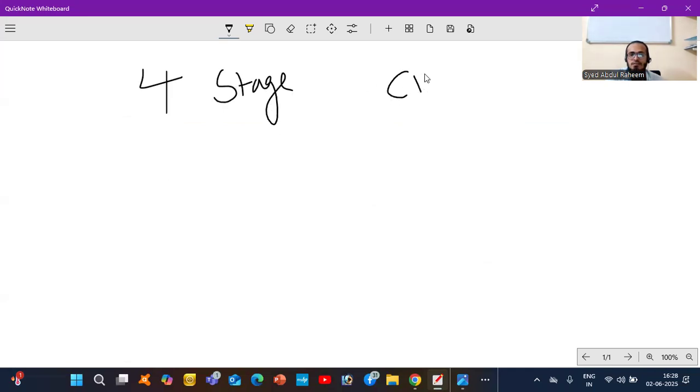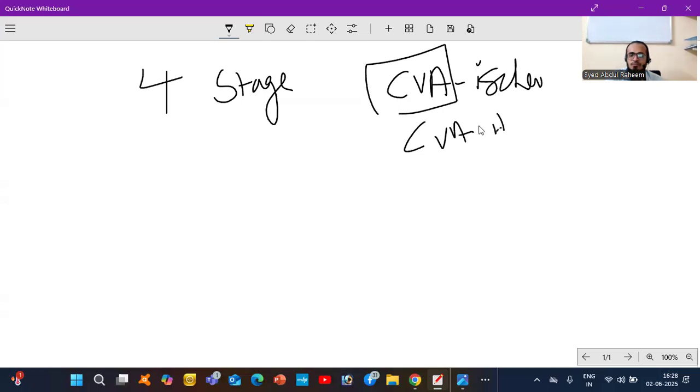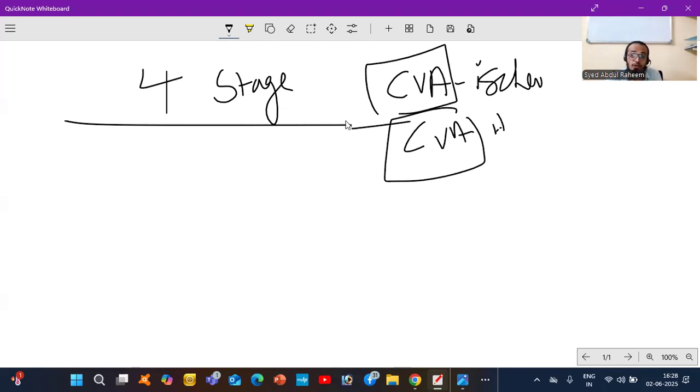We have to write CVA, ischemic stroke here. If it is ischemic, or only CVA is also enough. CVA, hemorrhagic stroke, CVA, ischemic stroke, or CVA with any symptom like facial paralysis, left side weakness, right side weakness, or balancing weakness, anything you can write. Okay, so this disease becomes in four stages according to time.